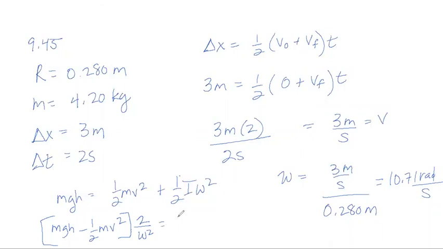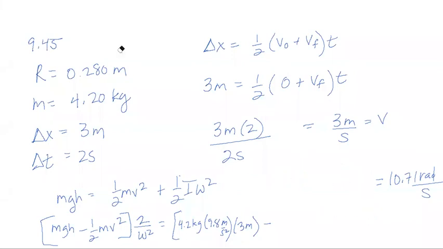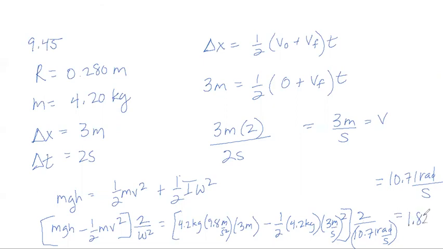So let's go ahead and we've got 4.2 kg times 9.8 meters per second squared times 3 meters minus, I better get a little board space here, minus 1/2 times 4.2 kgs times v, which is 3 meters per second, quantity squared, times 2 over 10.71 radians per second quantity squared, is going to give me I. And I is going to be equal to 1.824 kilograms times meters squared. All right.